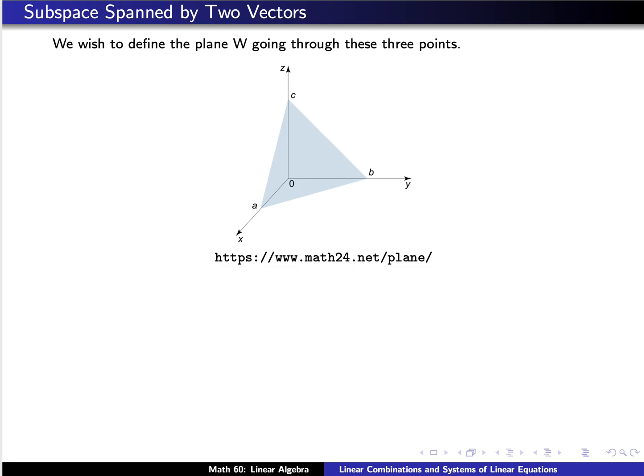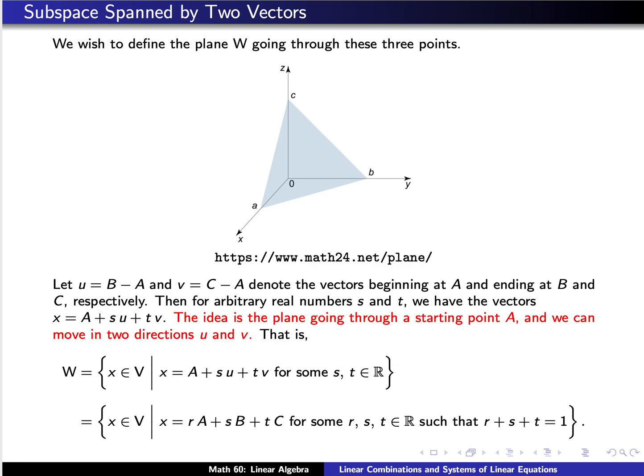What we'd like to do is define a plane going through these 3 points. Here you can see in the diagram, we've actually replaced the uppercase letters with lowercase letters, but still the lightly shaded blue region is the region that we're calling W. We'd like to know how to write such a W down.